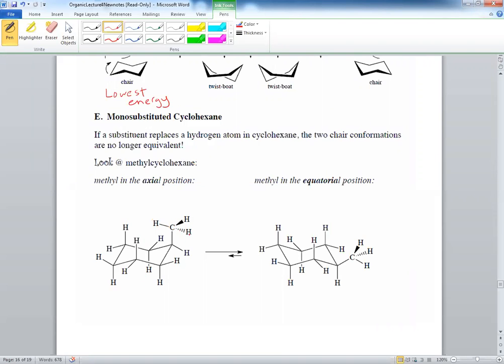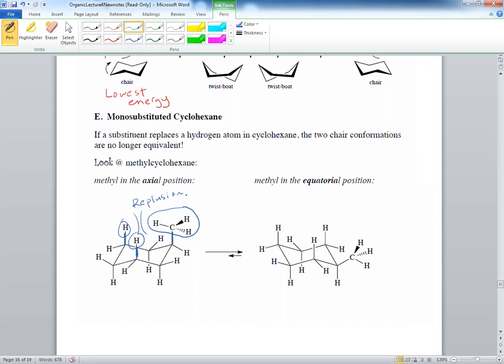And this methyl is now in the axial position. And if you notice, when it's in the axial position, there is repulsion going on between these H's right here, the axial hydrogens, and of course this methyl. So again, there's repulsion right here between this methyl and these H's. So you have repulsion right here.